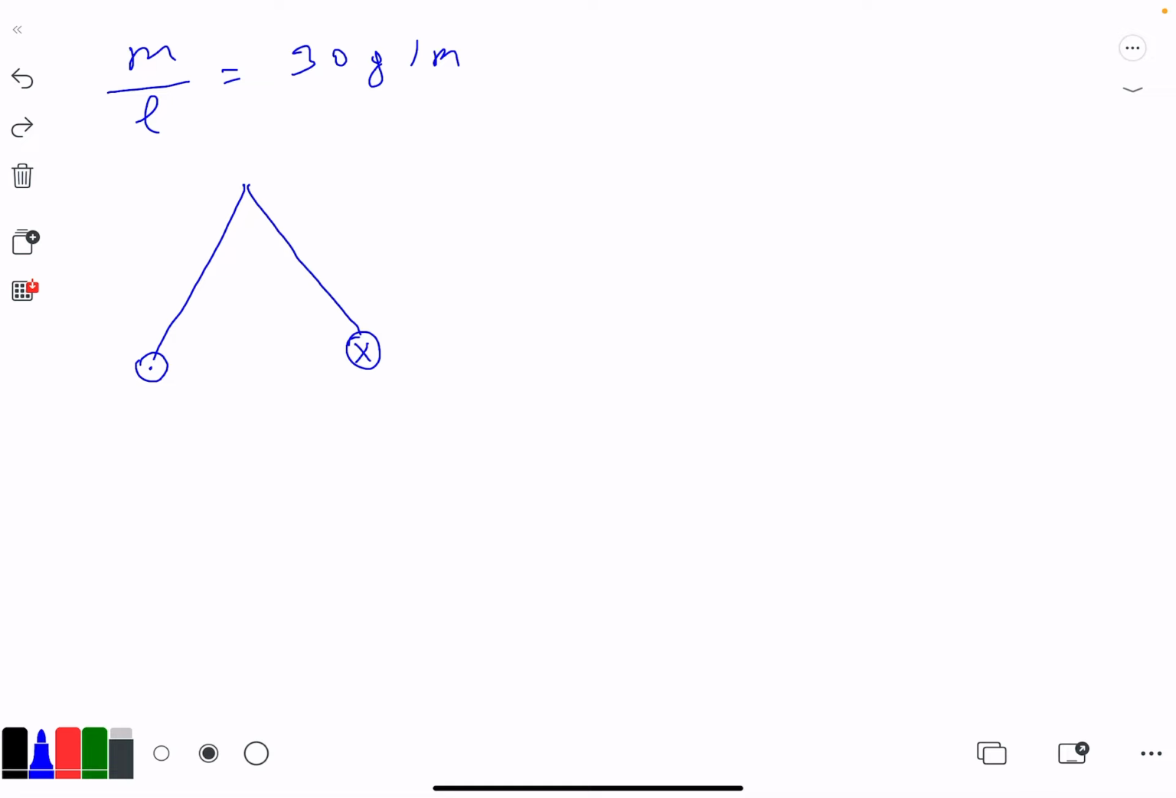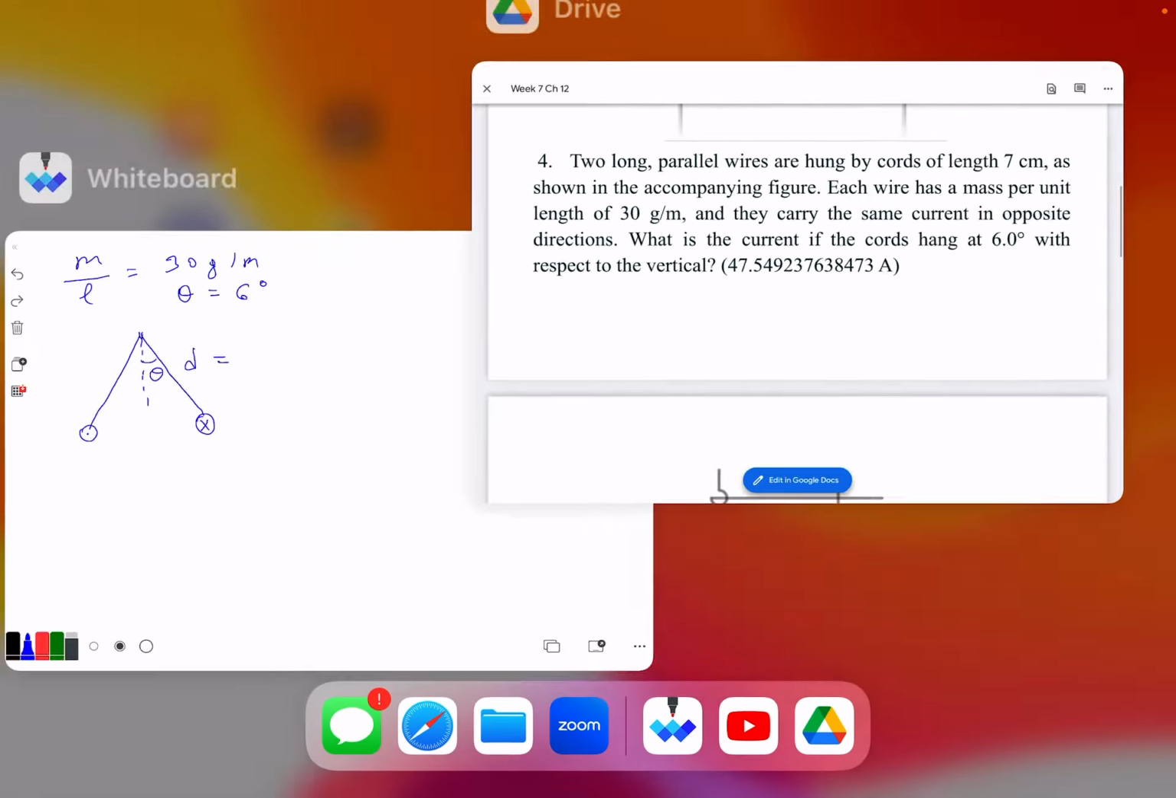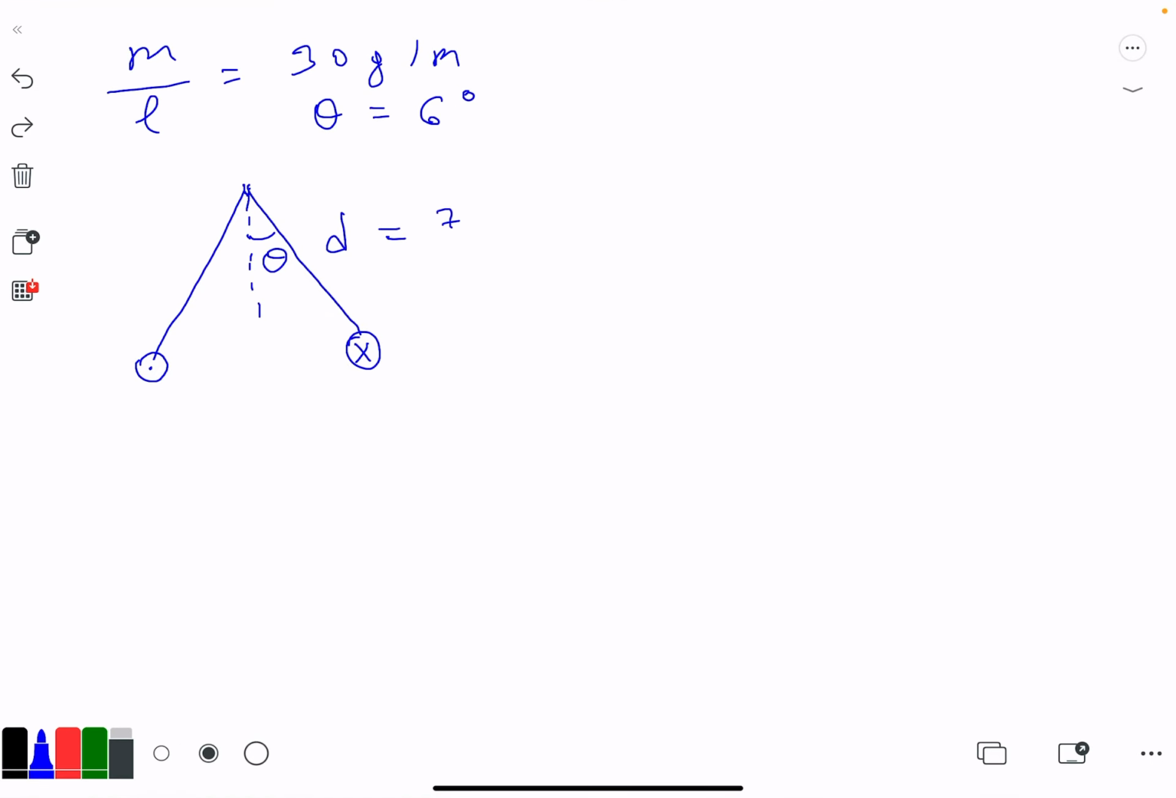So when currents are flowing opposite, they repel each other obviously, and this angle is given, let's say theta, which is equal to 6 degrees. So theta is equal to 6 degrees, and that distance is given, which is, what was it, 7 centimeters. Okay, let's go 7 centimeters. We have to find the current.